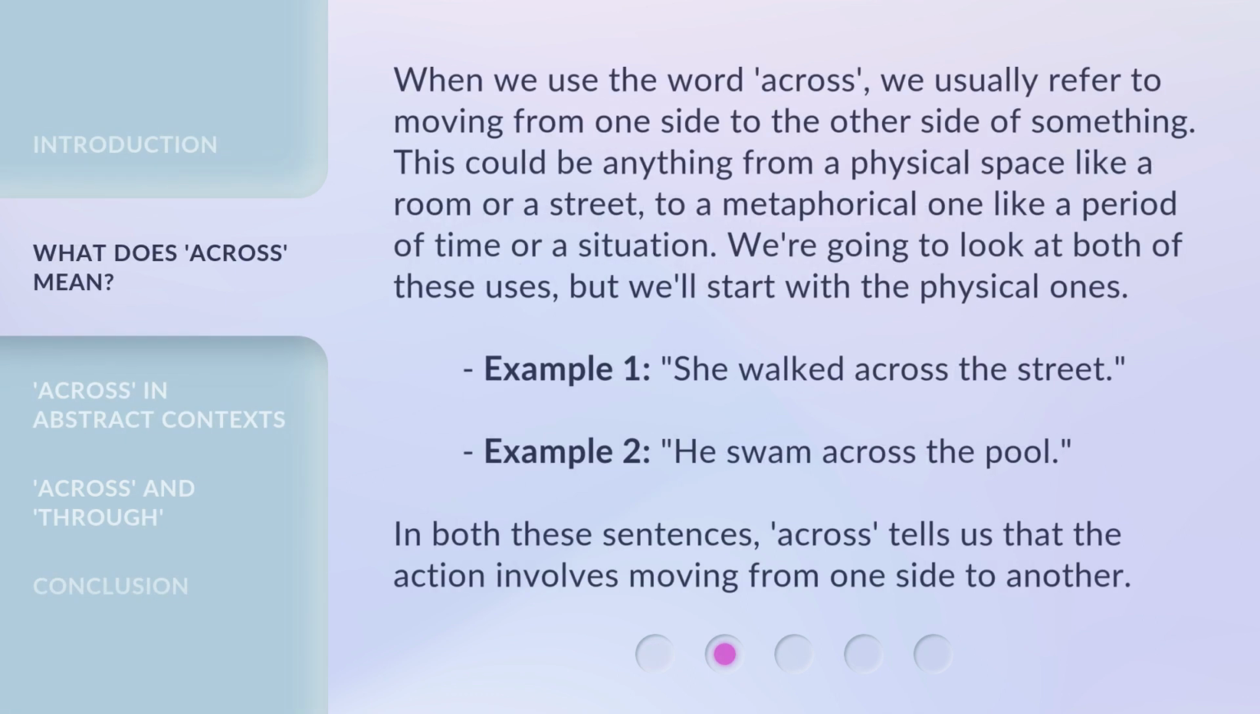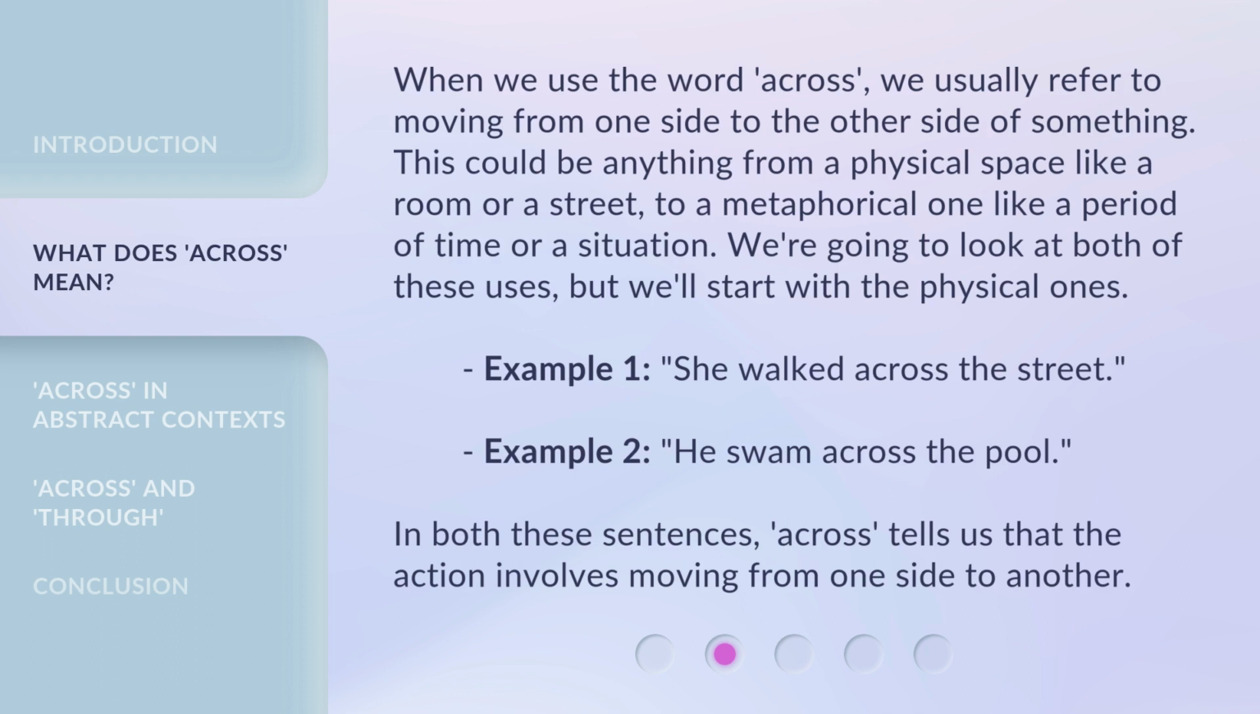When we use the word across, we usually refer to moving from one side to the other side of something. This could be anything from a physical space like a room or a street, to a metaphorical one like a period of time or a situation. We're going to look at both of these uses, but we'll start with the physical ones.